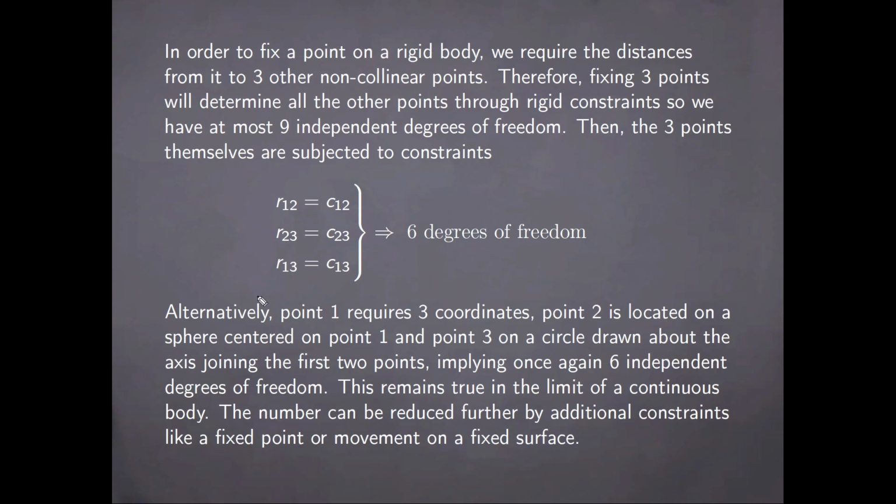Alternatively, we can think about it in this way. Point 1 will require 3 coordinates in order to be fixed. Then point 2 is necessarily located on a sphere centered on point 1, and point 3 is on a circle drawn about the axis joining the first 2 points, which once again implies 6 independent degrees of freedom. This remains true in the limit of a continuous body, and the number of degrees of freedom can be reduced further by additional constraints like a fixed point or movement on a fixed surface.